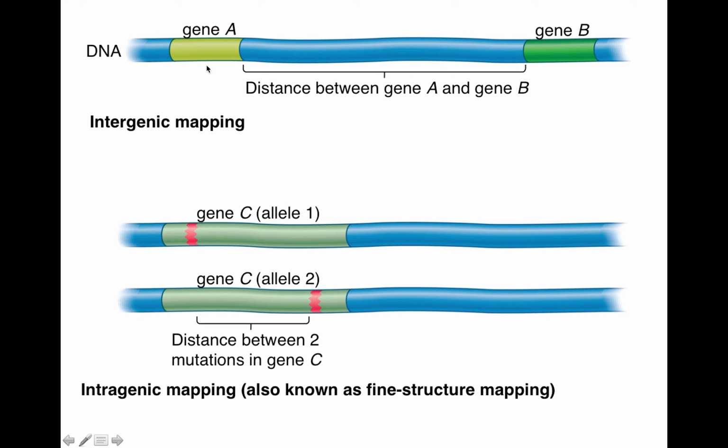Intergenic mapping, again, is we're trying to find out the distance between genes. Intragenic mapping means we want to know the distance between mutations within the same gene that we know are different. Okay, so we have to set up this experiment.